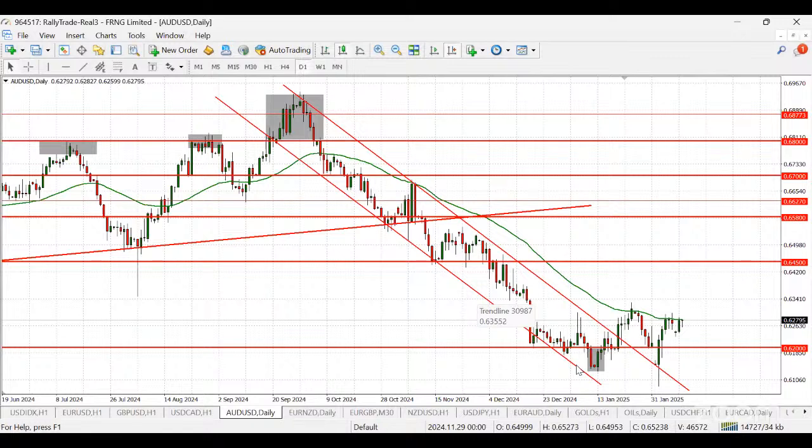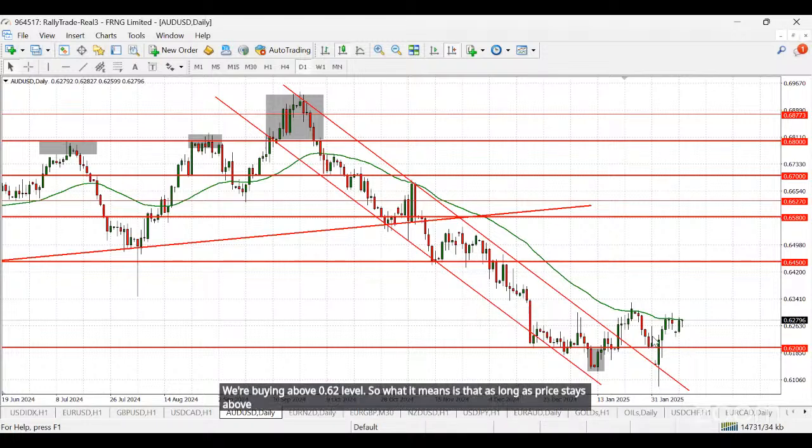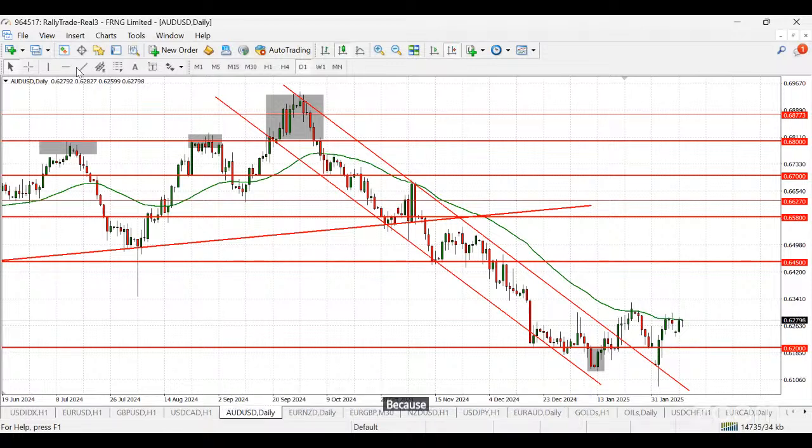For AUD/USD, we're buying above the 0.62 level. What it means is that as long as price stays above 0.62, we continue to look for opportunities to buy, because it's going to get bearish below 0.62.